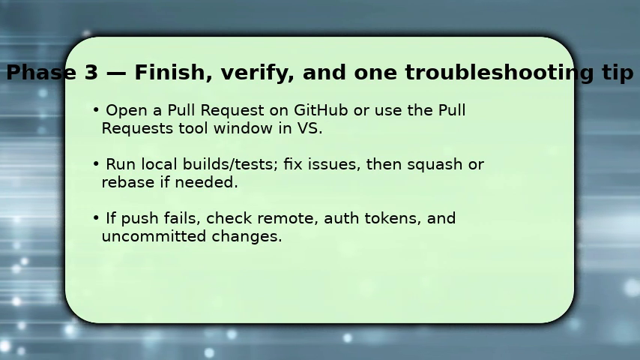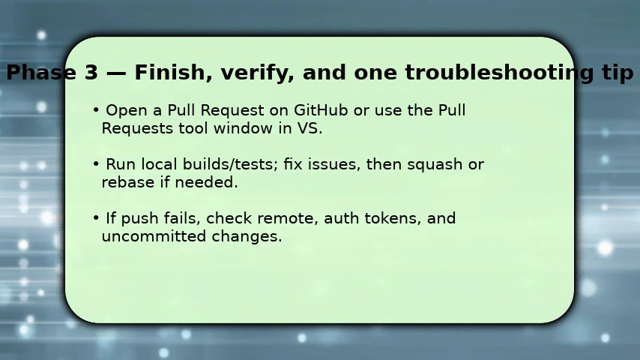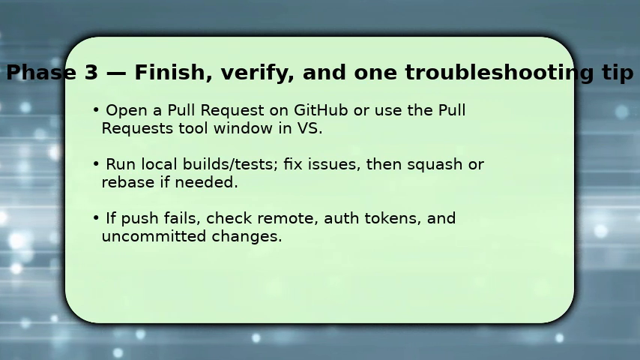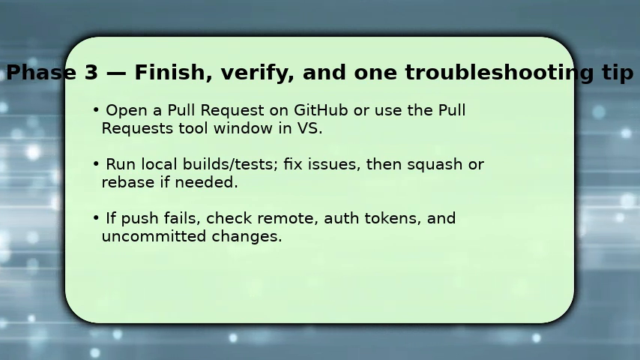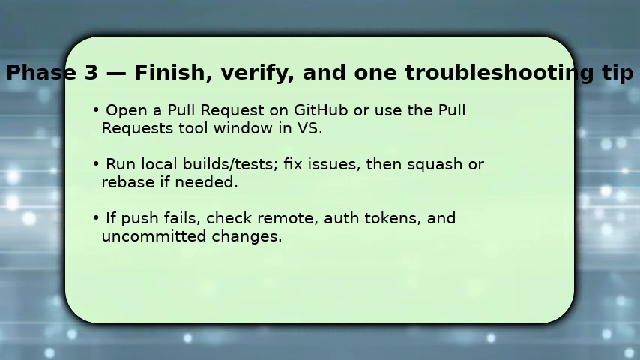your policy. If something breaks, make sure to check authentication tokens, remote URL, and for uncommitted changes, then pull and rebase. A single troubleshooting tip: if push is rejected, fetch origin and rebase locally to resolve and then push again.